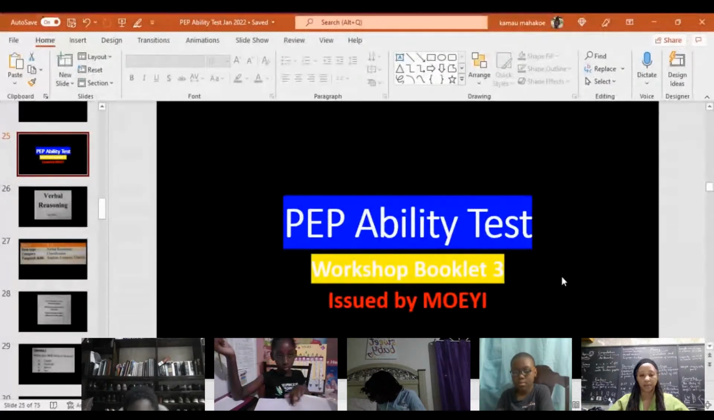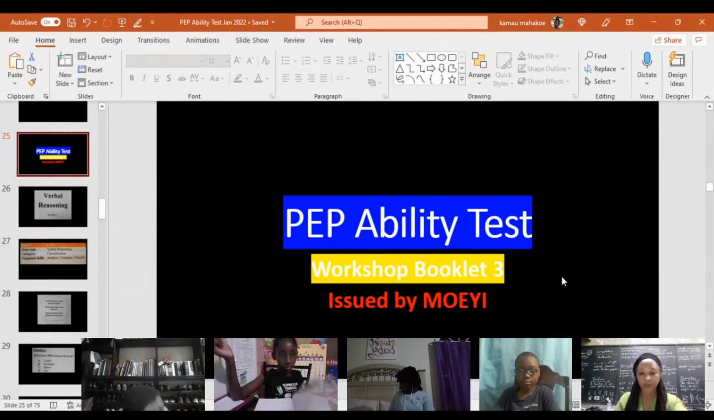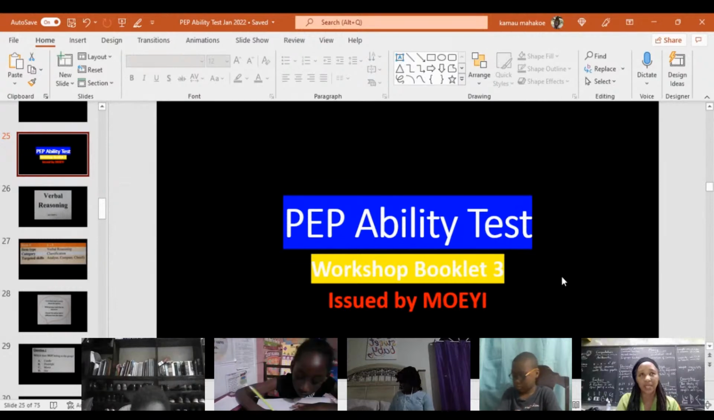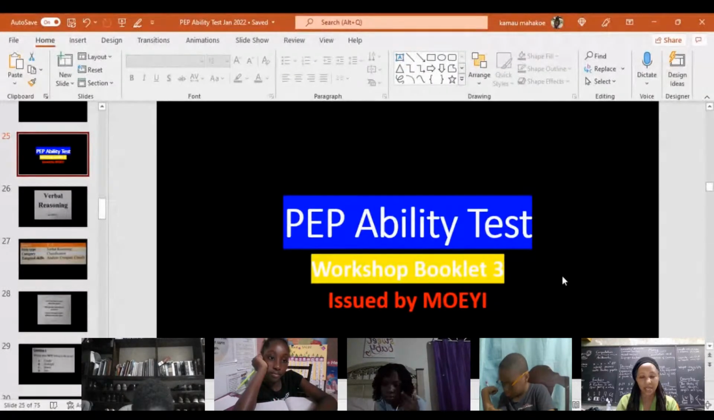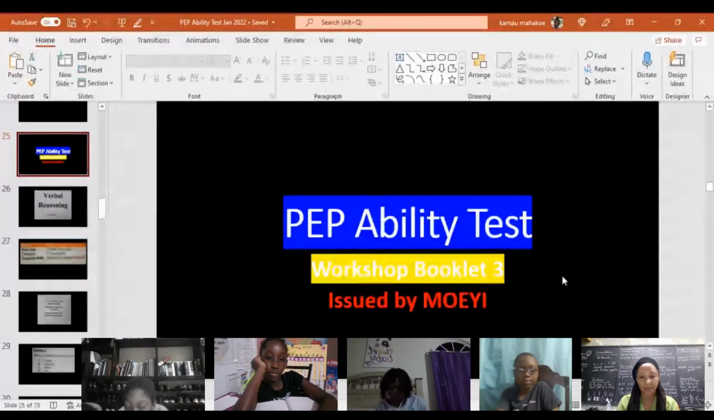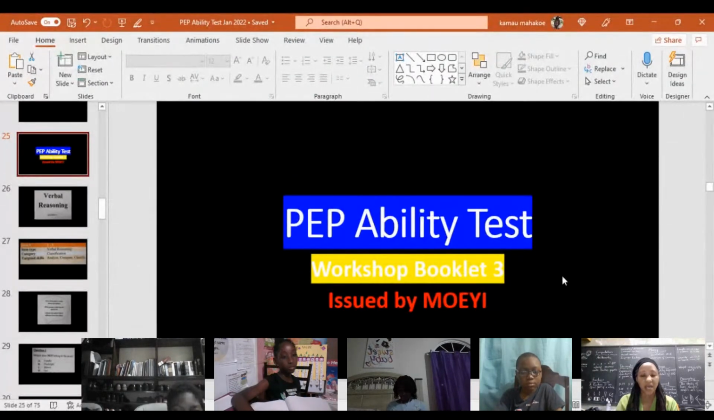So it's the PEP ability test, and this is a booklet. The questions we're featuring were taken from a PEP workshop booklet set that was issued by the Ministry of Education, Youth and Information here in Jamaica to help PEP students, teachers, and parents, to guide us so that we know exactly what to expect in the PEP ability test.